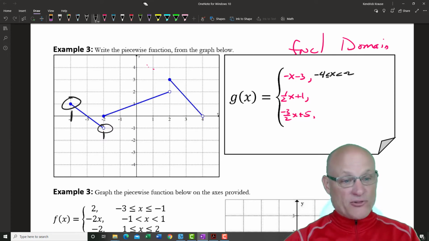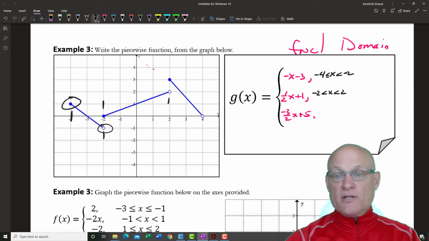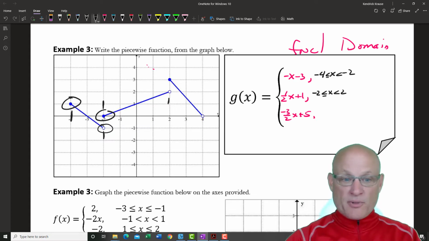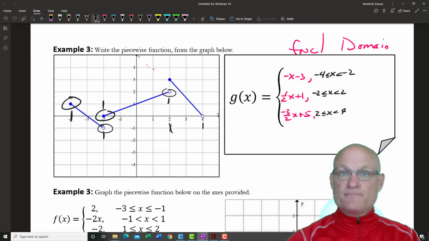Now the second piece starts at -2 and ends at +2. So -2 less than x less than 2. And I think this says -2, I hope. Closed circle here, so equal to, but this one's got an open circle. All right, actually they're all like that, isn't that weird? And then this one starts at 2 and this one ends at 4. So 2 less than x less than 4, and this is going to get the equal to.